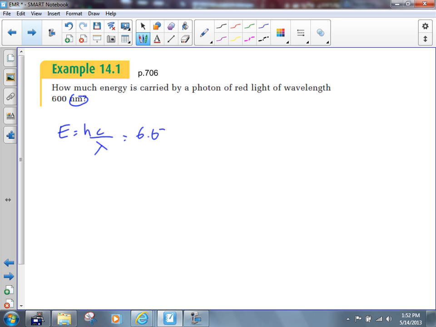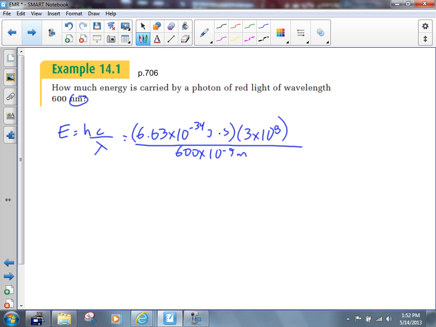So Patrick said 6.63 times 10 to the minus 34 joule seconds. Multiply that by 3 times 10 to the 8 meters per second, and we divide that by our wavelength, which is 600 times 10 to the minus 9 meters. That's going to be 3.315 times 10 to the negative 19 joules, and we should round that really to 3.32 times 10 to the minus 19 joules.